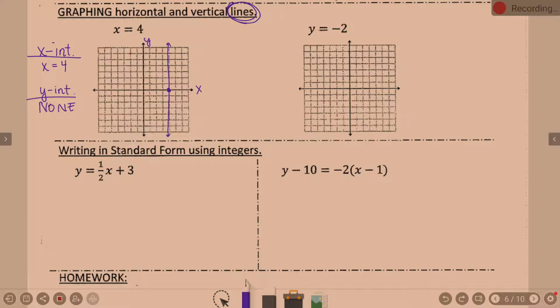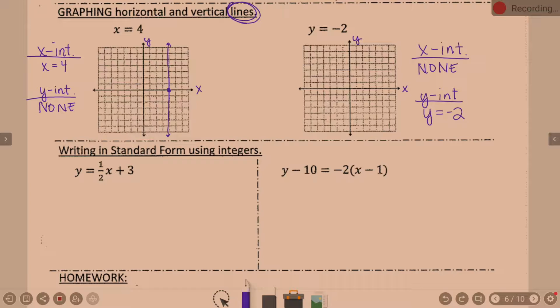What about the next one? It's just going to be horizontal, right? So what do we know about this next one? It's going to be y equals -2. Okay, so this time, because it says y equals -2 and that's the only thing there, the y-intercept is -2. What's my x-intercept? There is none. There's no x in the problem, so this will never touch the x-axis.